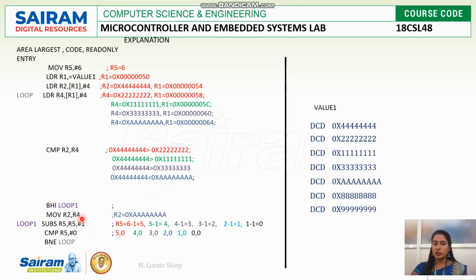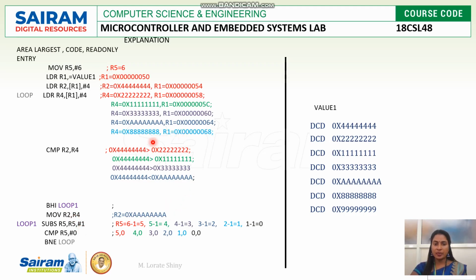Move R2, R4. As I said, the R2 register we are using here to hold the largest number. Now the largest number is available with R4, which I have to move to the R2 register. That is what I used: move R2 comma R4. After completion of this instruction, we will decrement again, we will compare, and we will go back to the loop.